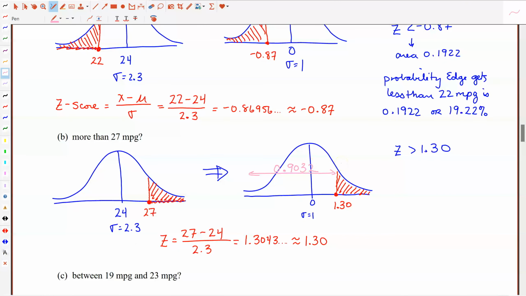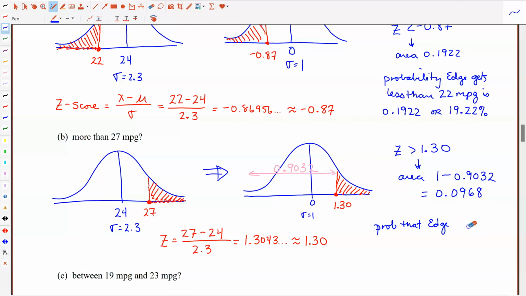So if I want to find my area to the right, that area is going to be 1 minus 0.9032. If my total area is 1, I'm going to subtract off the region that I don't want to count, and it's going to leave me what's left. So if you do that subtraction, the area over here to the right is going to be 0.0968.